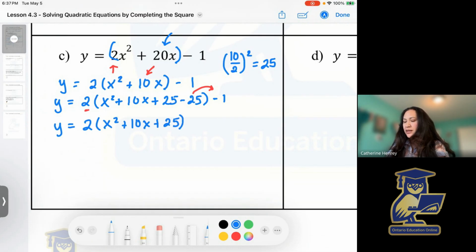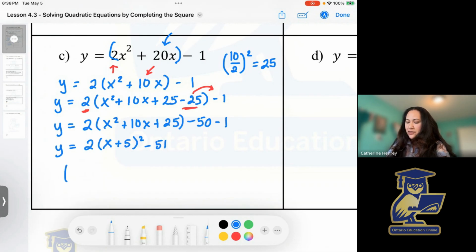We close our brackets, but now we have to take our -25, multiply it by the coefficient of 2 before we move it out of the bracket. So we end up with -50 minus 1. Simplifying our trinomial, y equals 2 times bracket x plus 5 squared minus 51. So the vertex that I find here is -5, -51.